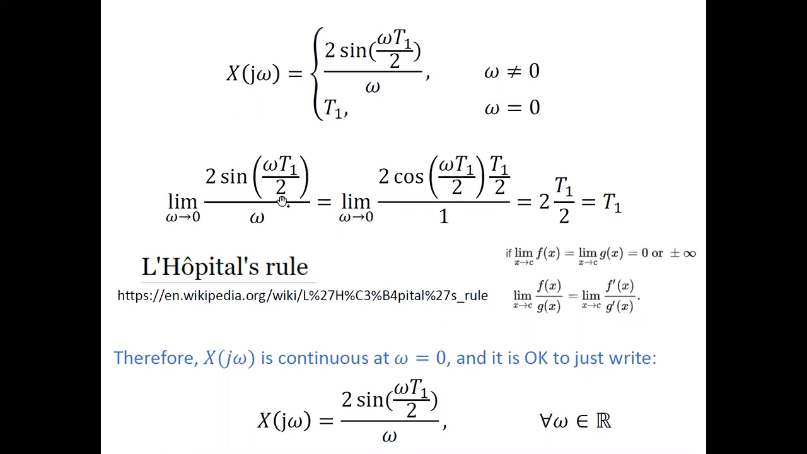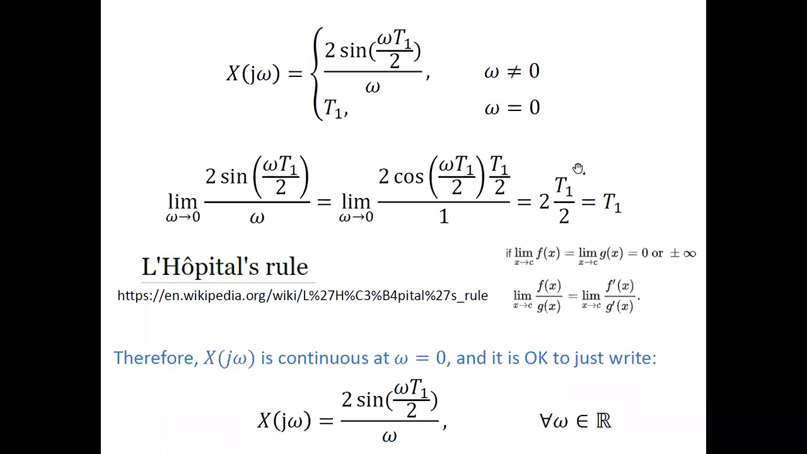So applying to our case, we have this expression for which we want to calculate the limit. We take the derivative of the numerator. So sine becomes cosine, because we are taking the derivative over the variable omega. Don't forget applying the chain rule, we have an additional coefficient T1 divided by 2. And for the denominator, the derivative of omega is just 1. So then this limit as omega goes to 0 is more straightforward because cosine 0 is just 1. The result is 2 times T1 divided by 2, which is T1.